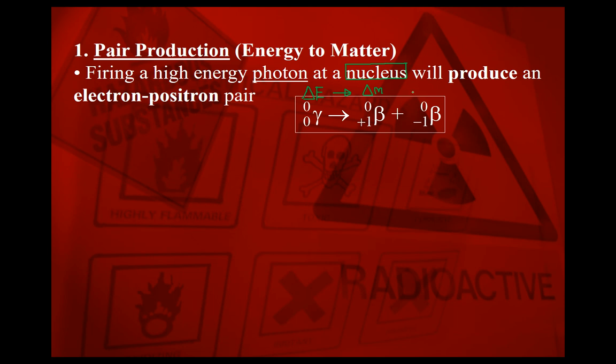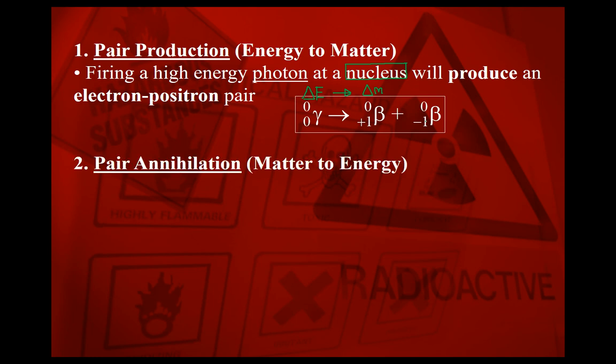Okay, that's called pair production. The pair we're producing is the positron and the electron, same mass, opposite charge. The reverse process is called pair annihilation. In pair annihilation, we take mass and turn it into energy.